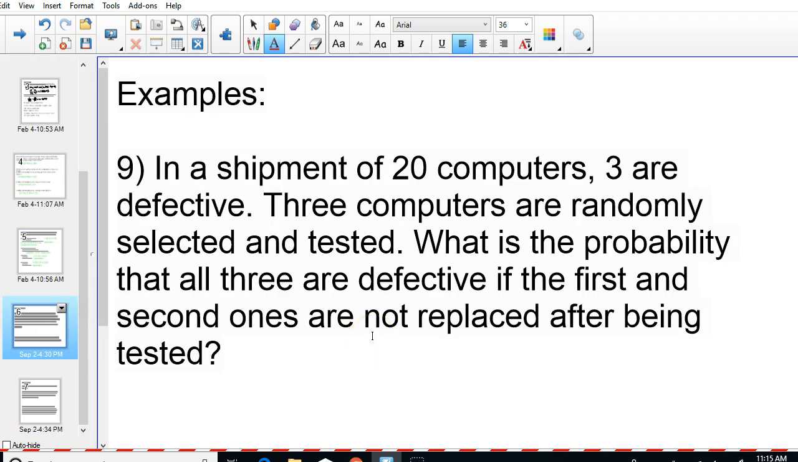Okay. In a shipment of 20 computers, 3 are defective. 3 computers are randomly selected and tested. What is the probability that all 3 are defective if the first and second ones are not replaced after being tested?